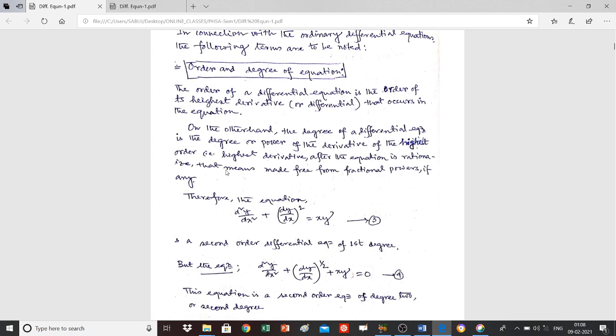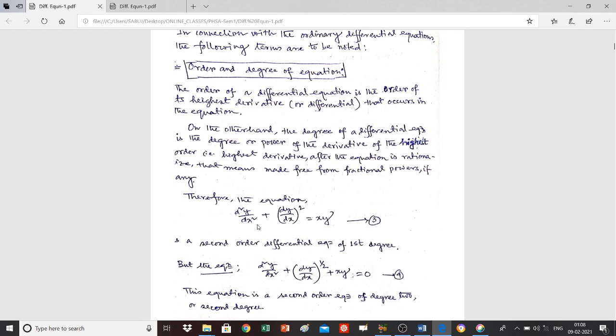Now come to the next one: what is the degree of a differential equation? The degree of a differential equation is defined as the highest power of the highest derivative. In this case, the highest derivative is d2y by dx square, which is the order of this equation. The highest derivative is of order 2, and its power is 1, because you can write d2y by dx square as (d2y by dx square) to the power 1.